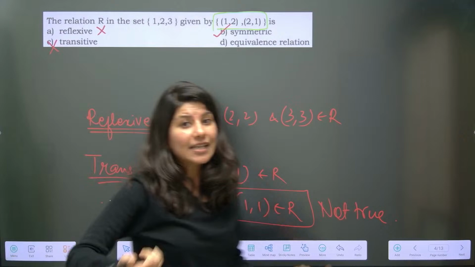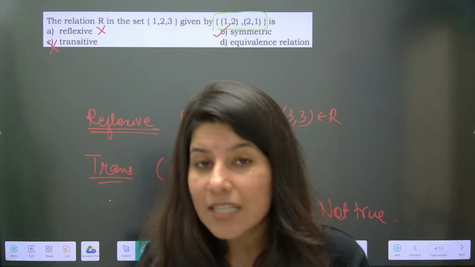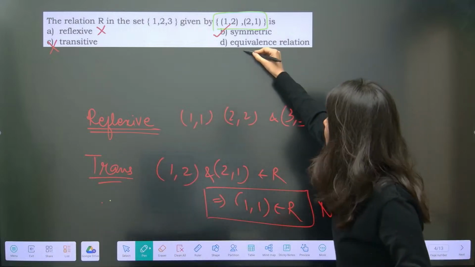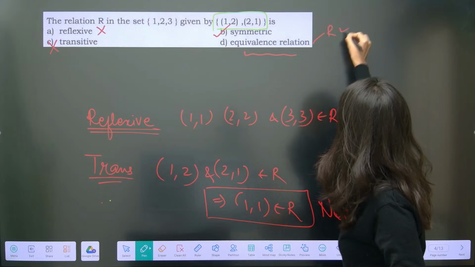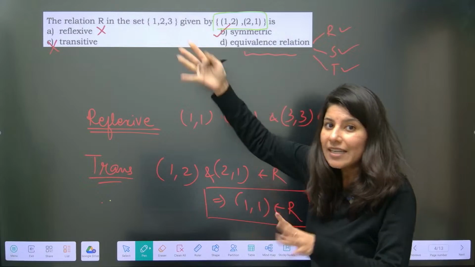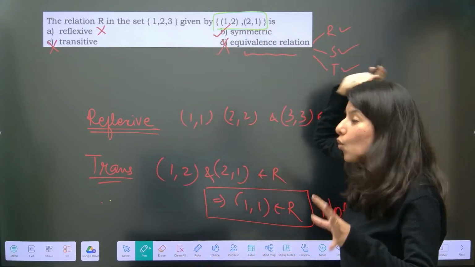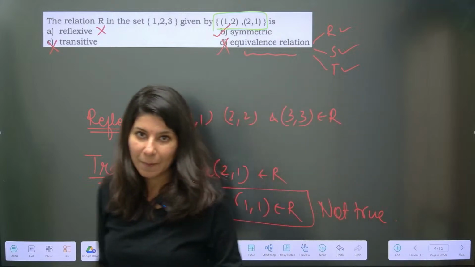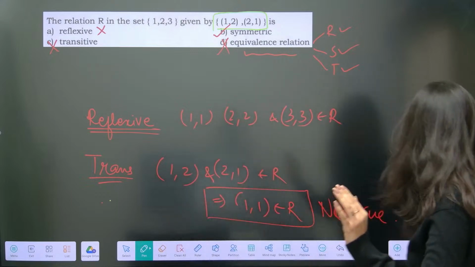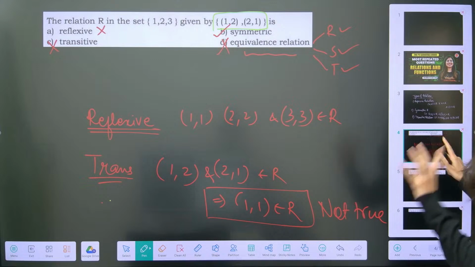Now, any relation which is all 3, reflexive as well as transitive as well as symmetric, then only we will call it an equivalence relation. So equivalence relation means reflexive as well as symmetric as well as transitive. So clearly my relation is neither reflexive nor transitive. So that is why option D is also wrong. Only option which is correct is symmetric. What a good start for this session. Okay. So I guess on a very good note, I have done this question.